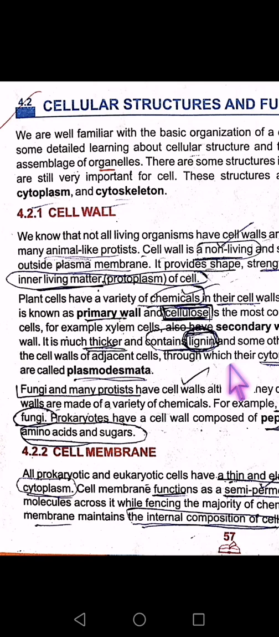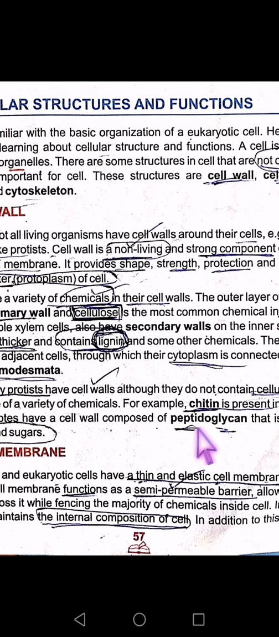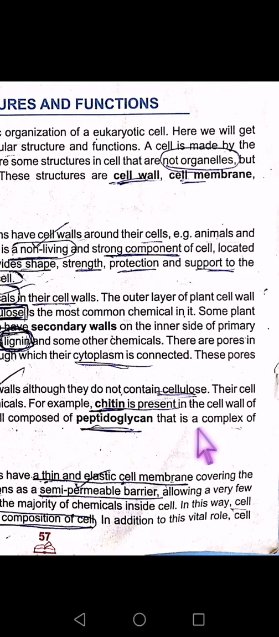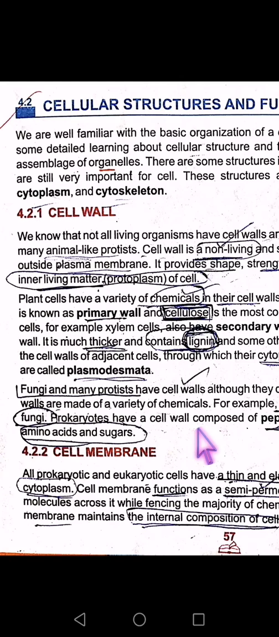Then fungi and many protists also have cell walls, but they do not contain cellulose. Instead, they have a chemical called chitin. Chitin is present in fungi. And peptidoglycan means prokaryotes. Prokaryotes have a cell wall composed of peptidoglycan, that is a complex of amino acids and sugar.